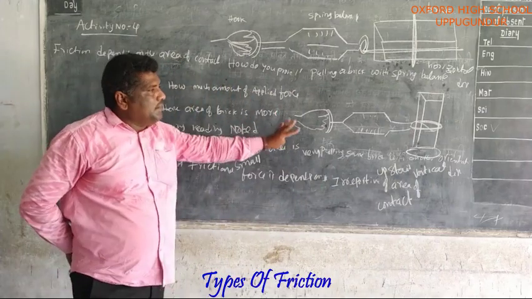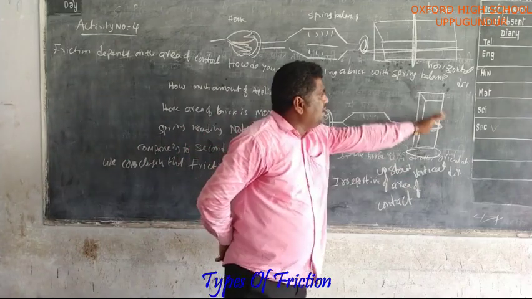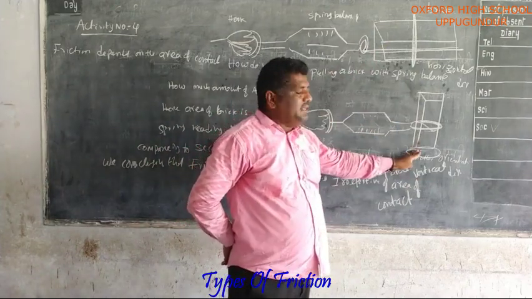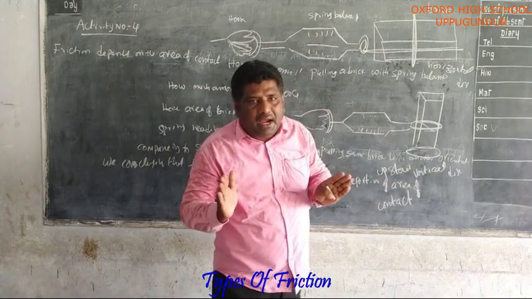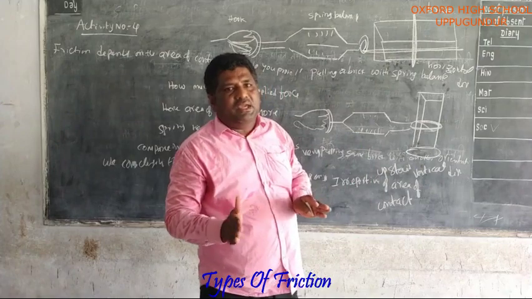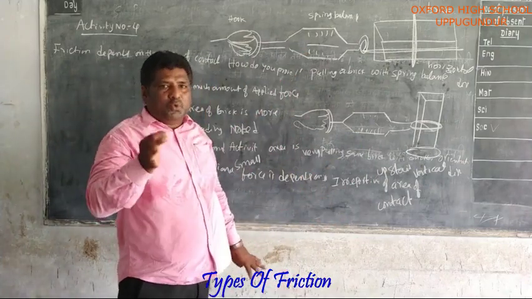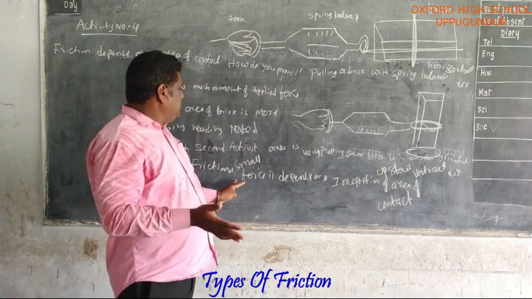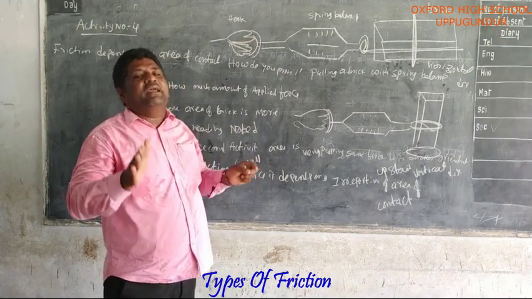Next, in the same activity, the brick is kept in the vertical direction. Here the brick occupies a very small area of contact. So in these two activities, we finally conclude that frictional force depends upon the area of contact.